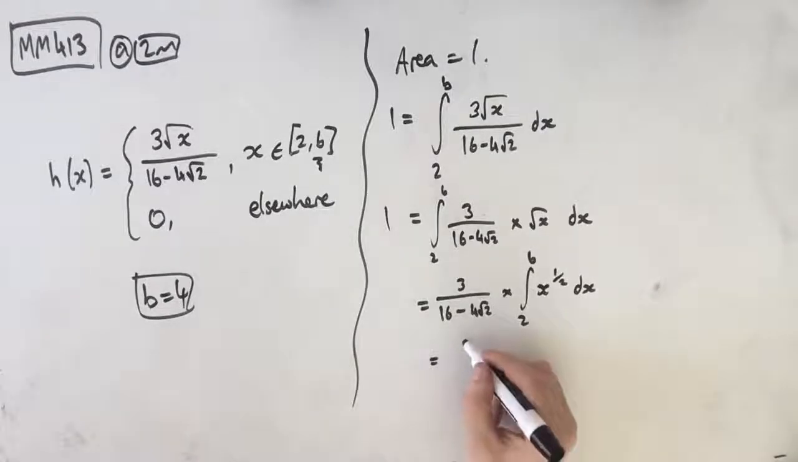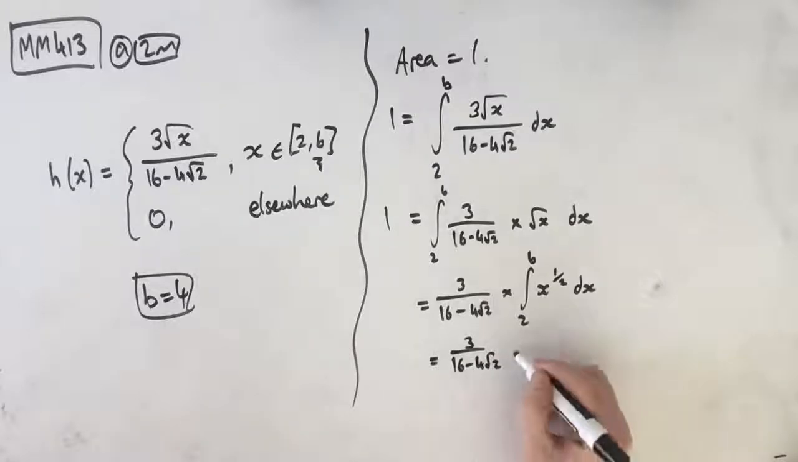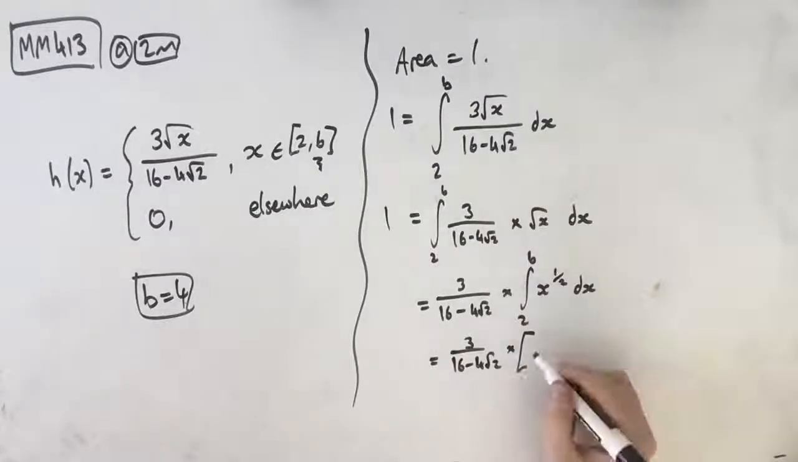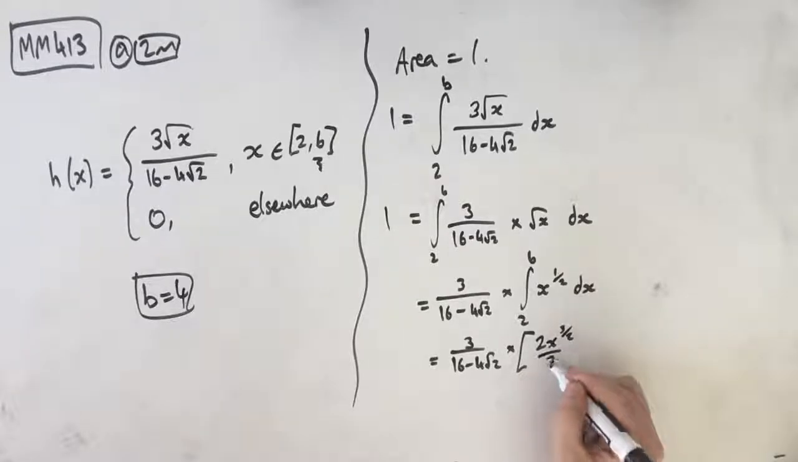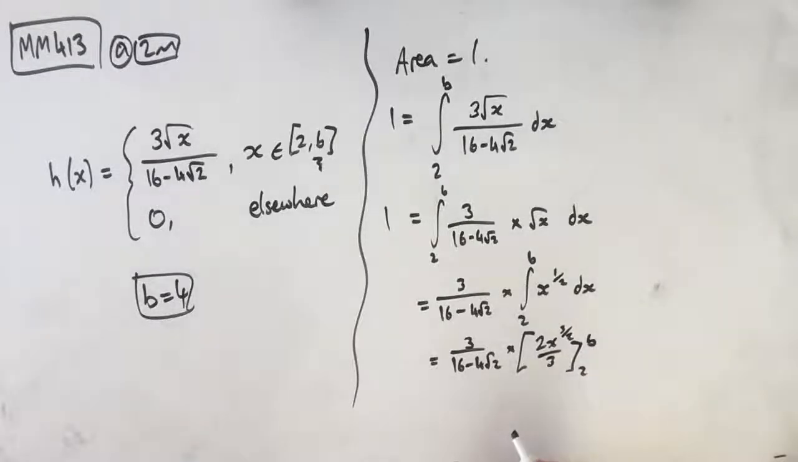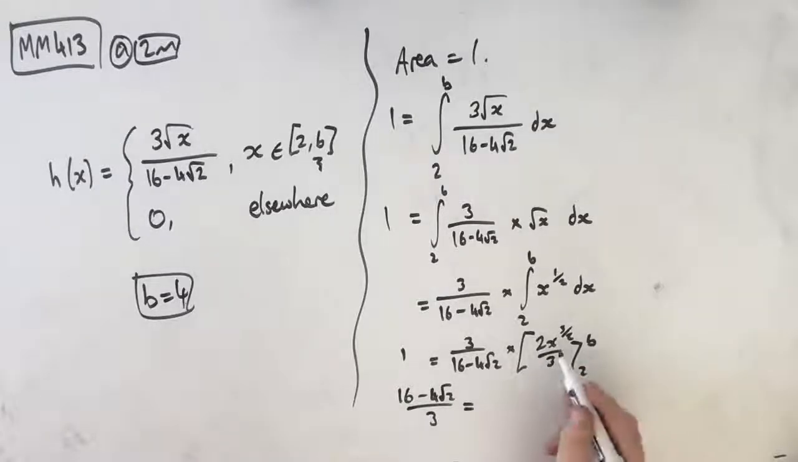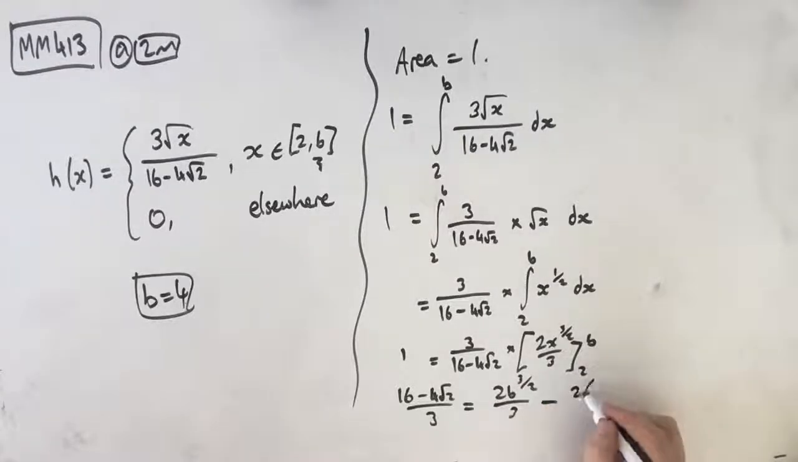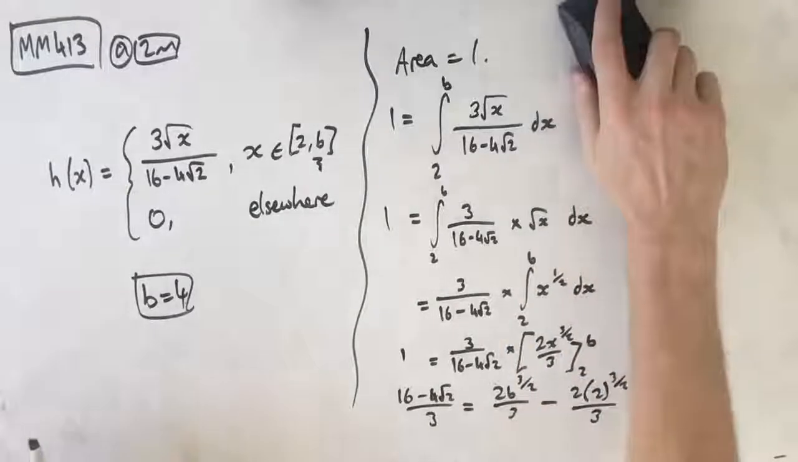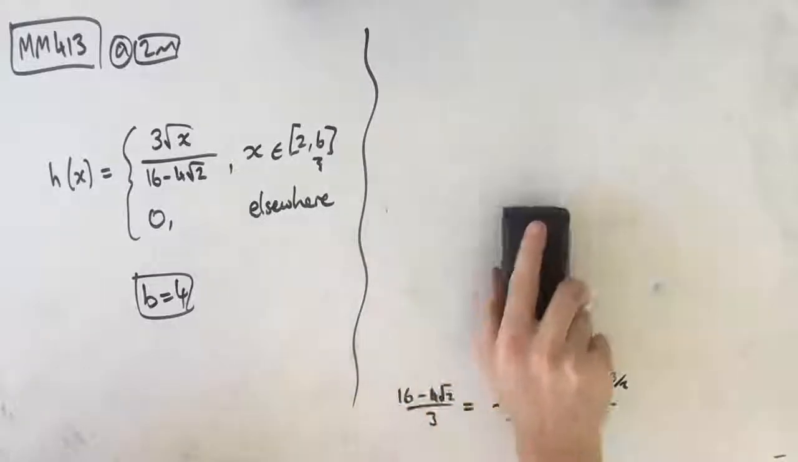Awesome. Now what we have is still 3 on 16 take 4 root 2 times the integral, which is 2x to the power of 3 on 2 over 3 from 2 to b. Awesome. Now, dividing both sides by 3 on 16 take 4 root 2, we get 1 divided by that, which means that we have 16 take 4 root 2 over 3 equals the integral of this. Okay, so we sub in our b, so we get 2b to the power of 3 on 2 over 3 minus 2 times 2 to the power of 3 on 2 over 3. Awesome. Now, we can simply just keep evaluating this.